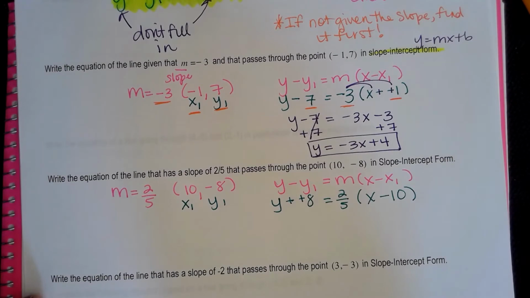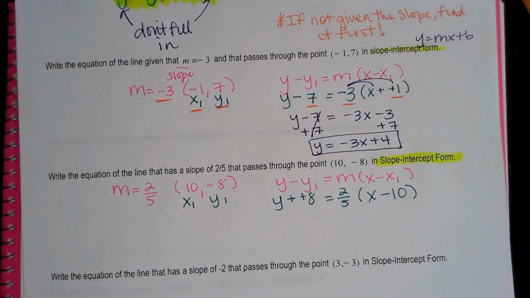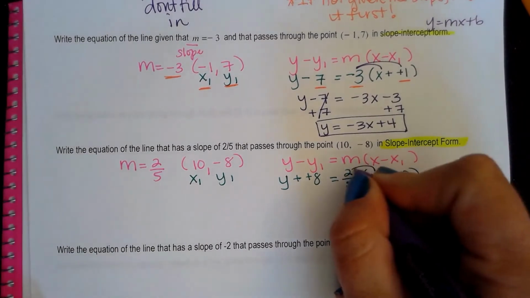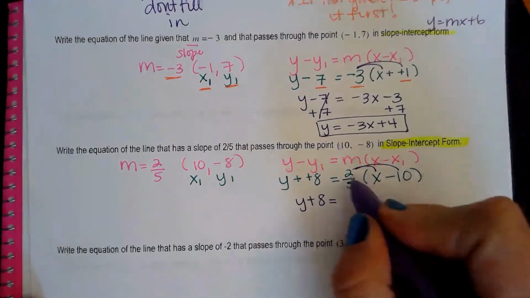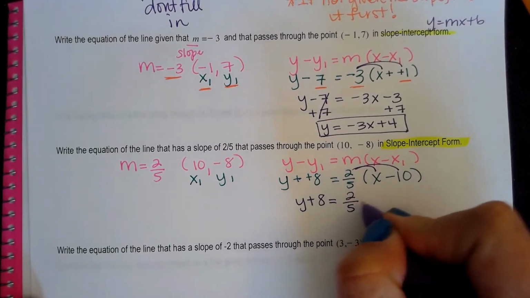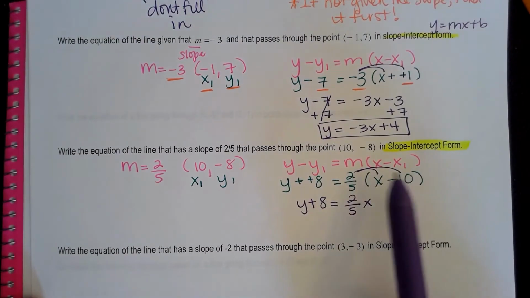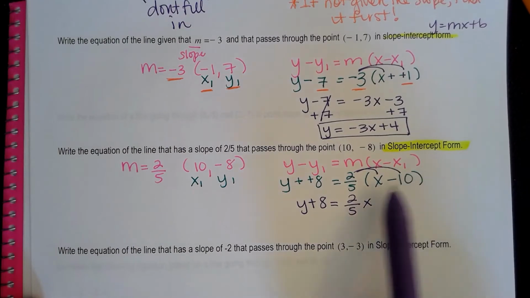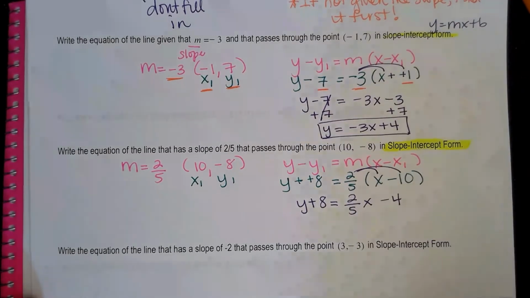All right, so now we're going to put it into slope-intercept form again. Always pay attention to what form it wants, because sometimes it'll let you just leave it in point slope form. Okay. So now I'm going to distribute. So y plus 8, 2/5 times x is just 2/5 x. When I distribute here, 2 times -10 is -20. -20 divided by 5 is -4.